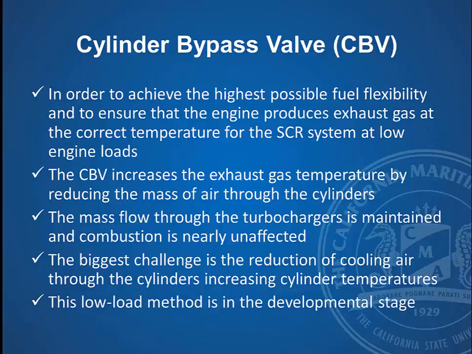To help with this problem of being able to do it at lower loads, what's in development right now, and this is developmental only, is a cylinder bypass valve. In order to achieve the highest possible fuel flexibility and to ensure that the engine produces exhaust gas at the correct temperature for the SCR system at low engine loads, the cylinder bypass valve increases the exhaust gas temperature by reducing the mass of air through the cylinders. The mass flow through the turbochargers is maintained and combustion is nearly unaffected. The biggest challenge is the reduction of cooling air through the cylinders, increasing cylinder temperatures, and this low load method is in the developmental stages.